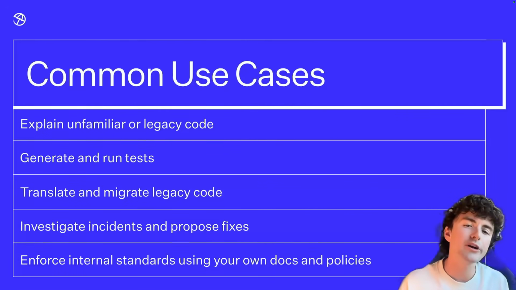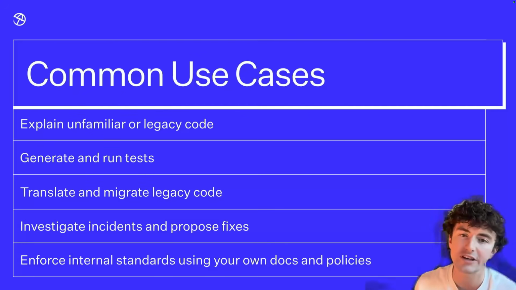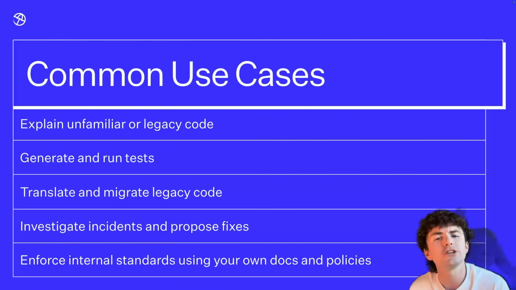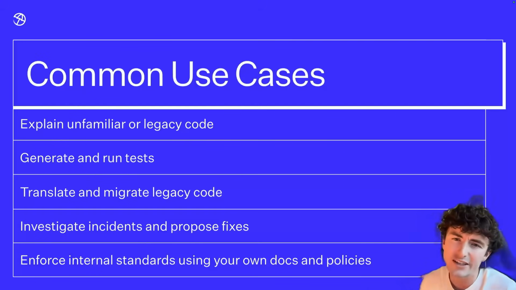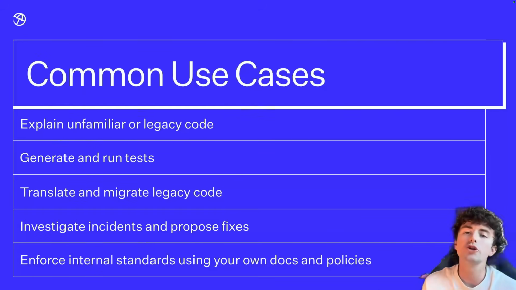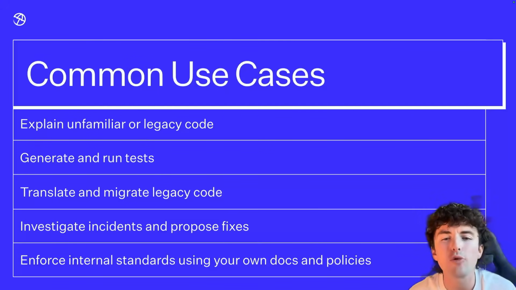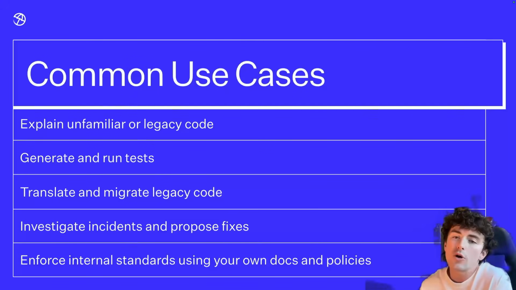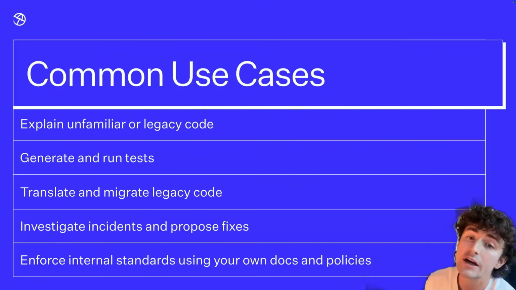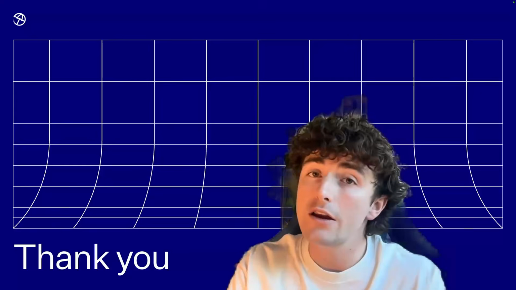I think it's worth bringing up some common use cases where teams have actually landed with Poolside. A lot of teams would use it to explain unfamiliar or legacy code, which is usually the first thing people try and the fastest win. They'll use it for generating and running tests, translating and migrating legacy code, investigating incidents and proposing fixes, and enforcing internal standards using your own documentation and policies, which is the one that compounds. The agent applies your rules, and that's it.